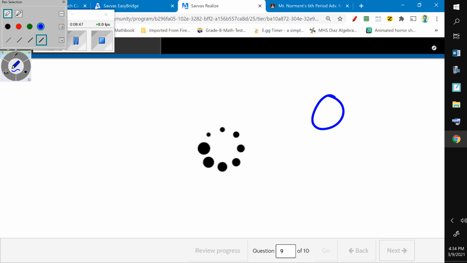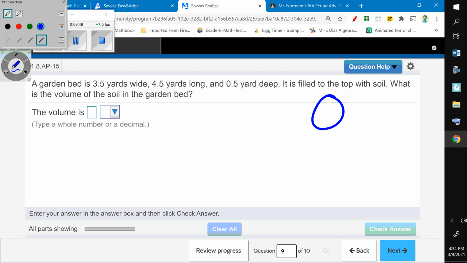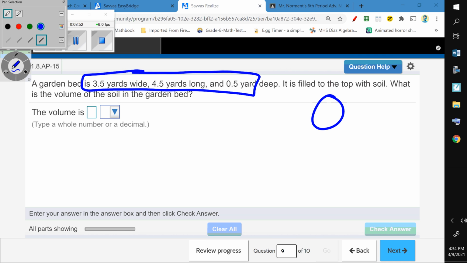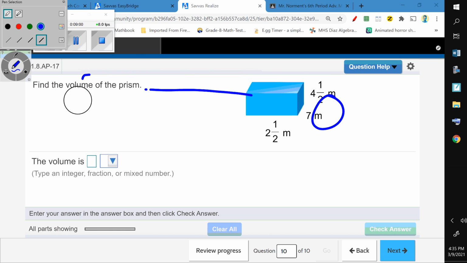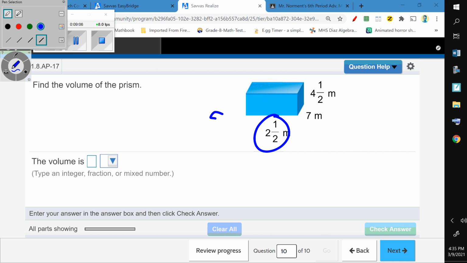Number 9, multiply these 3 numbers. That's all you're doing. By now, you should be pretty comfortable with it, okay? And number 10, find the volume. I'll do this one the whole way through for you, okay? 2 times 2 is 4, plus 1 is 5 over 2. Make that a fraction. 4 times 2 is 8, plus 1 is 9 over 2.